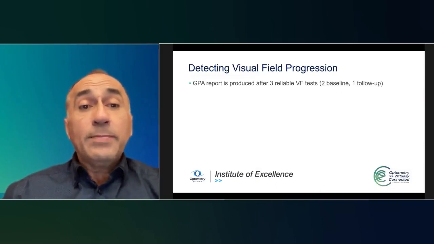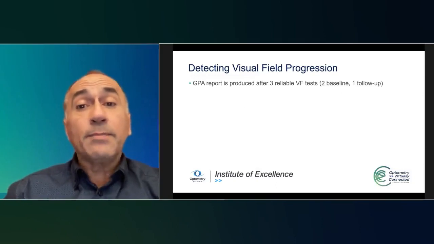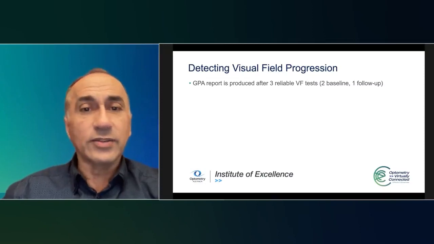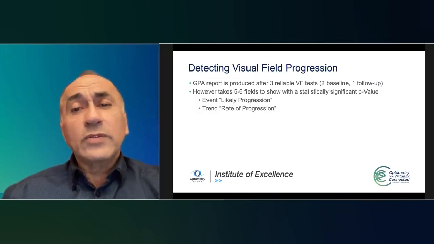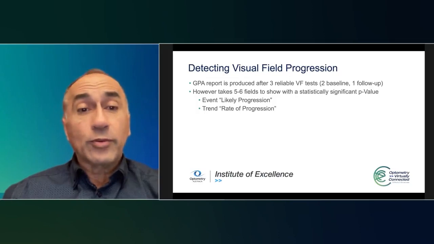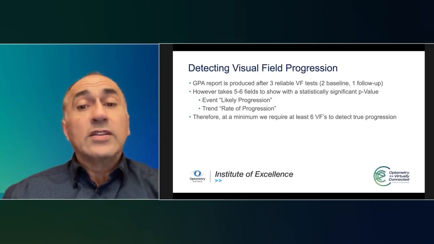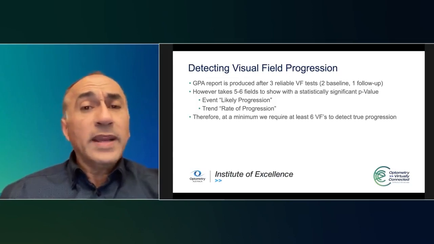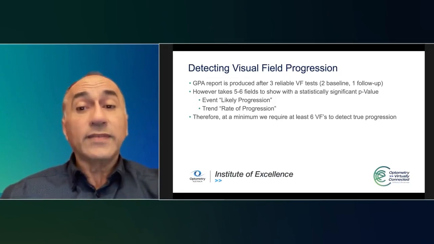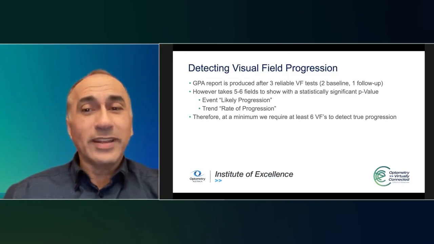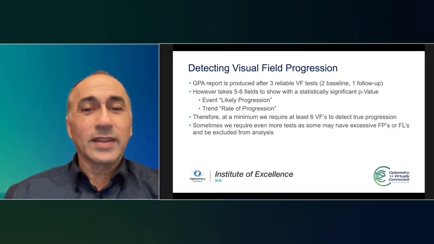So you'll get a GPA after the 3rd test, but it usually won't have statistical analysis. It doesn't have enough data to do that. So after the 6th field test, they'll give you an event likely progression and a trend rate of progression. So ideally, before we can make a decision about that patient that we're treating, whether they're stable or not, we need to have 6 visual field tests done to statistically determine if progression is occurring.